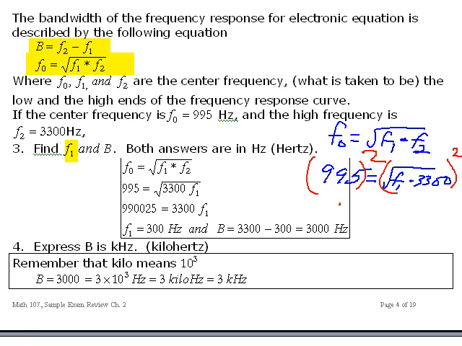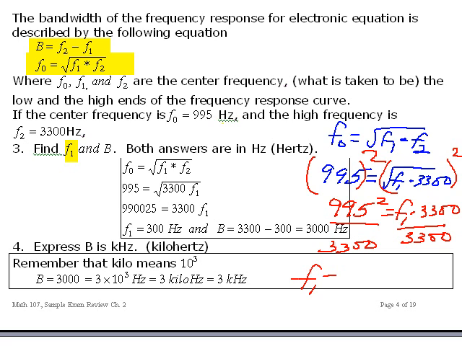You can work these numbers out or not on the test. If you don't want to, you can write 995 squared. Now the square is going to take away the square root sign. So it's f1 times 3300. Isolate f1 by dividing by 3300. That gives me my f1. So f1 is, in this case, 995 squared over 3300, and I wouldn't waste time working that out. It turns out to be an easy answer, but usually they are on the test. But if you don't want to work it out, that's okay.